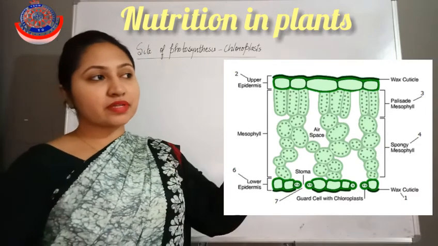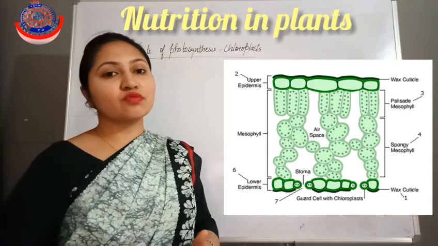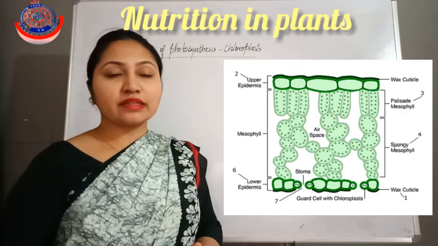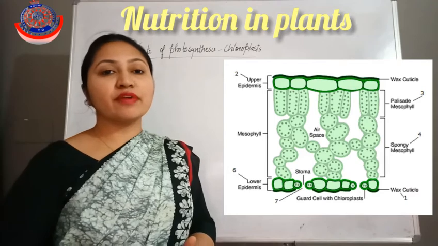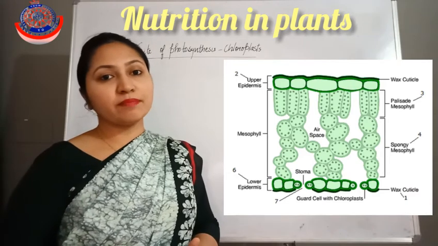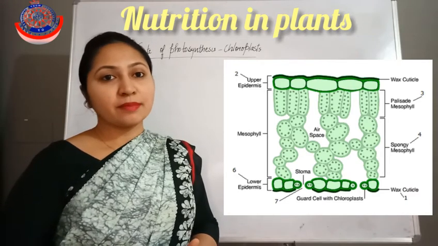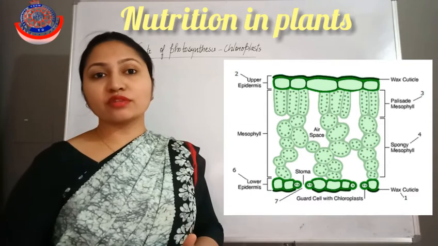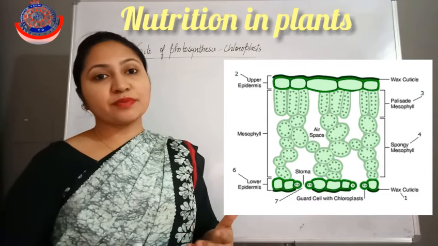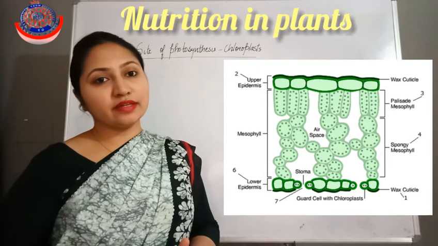Okay, and over the upper epidermis, the cuticle layer is also present, which prevents the loss of water by the process of transpiration, means the loss of water which occurs through transpiration is prevented by the cuticle layer.